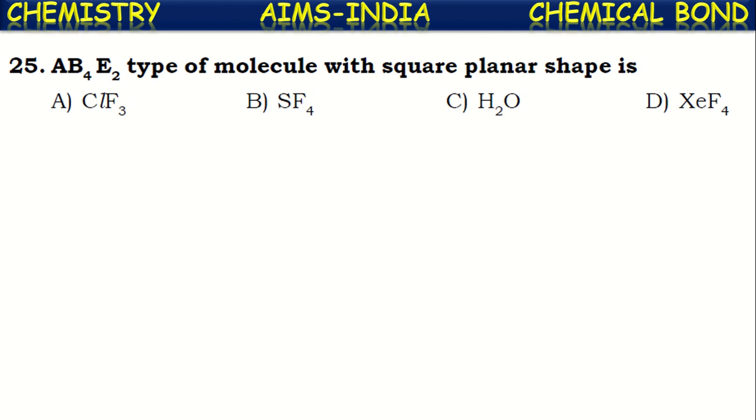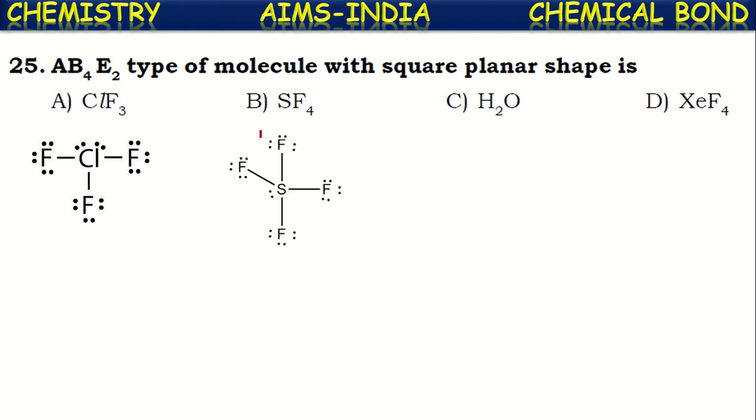AB4E2 type of molecule with a square planar shape is? AB4E2 means the central atom A should contain 4 bond pairs, 2 lone pairs. What is that molecule among these? Let us find. First, if you see ClF3, chlorine has 3 bond pairs, 2 lone pairs, but not 4 bond pairs. If you see SF4, sulfur tetrafluoride, the central atom sulfur has 4 bond pairs, but lone pairs is only 1. If we see water molecule, 2 bond pairs, 2 lone pairs.